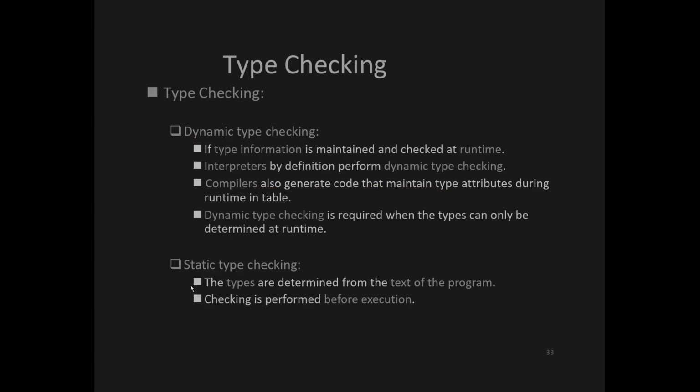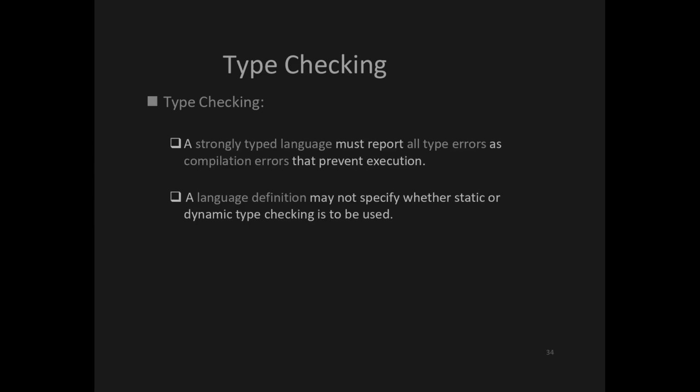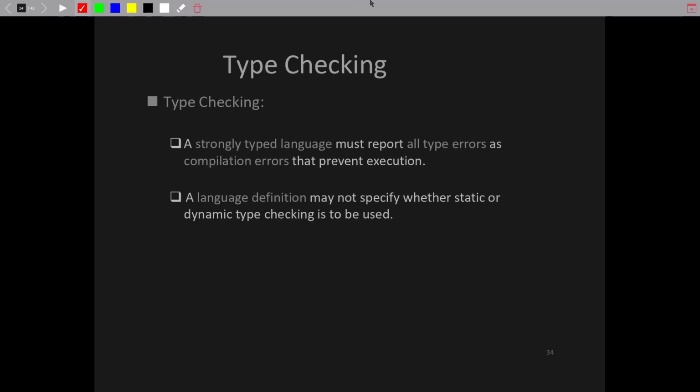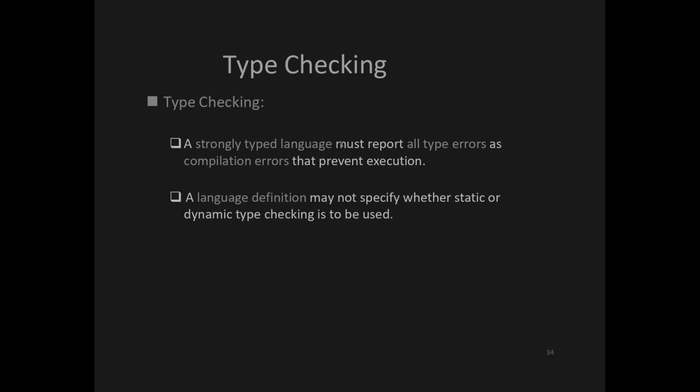Now, static type checking: the types are determined from the text of the program rather than the result of the execution, like the environment or the inputs or whatever, okay? And it's done before the execution. So it's all static, based on whatever the program actually contains, right? Okay. A strongly typed language must report all type errors as compilation errors. A language definition may not specify whether static or dynamic type checking is to be used.